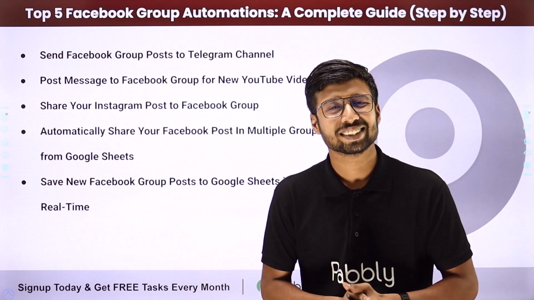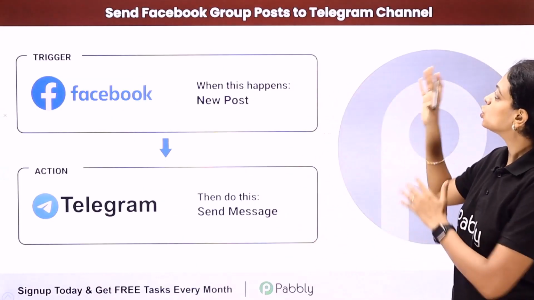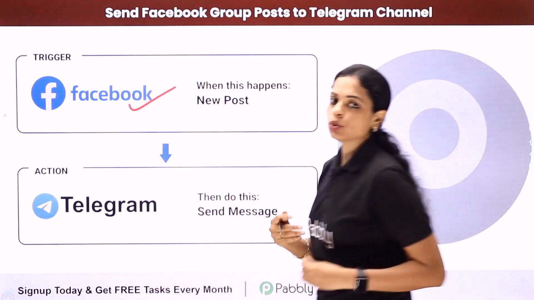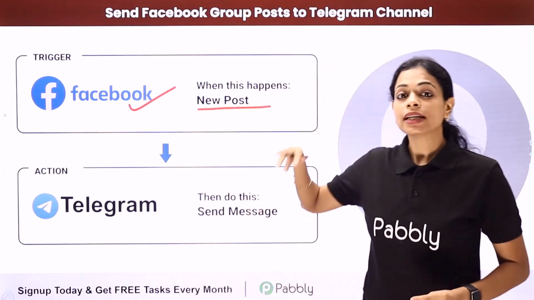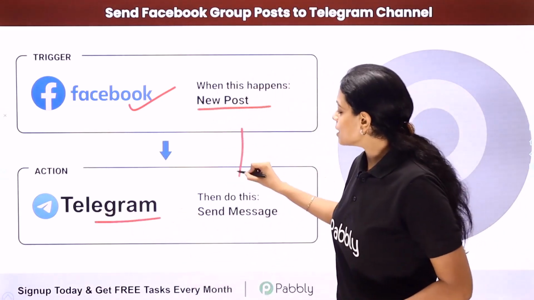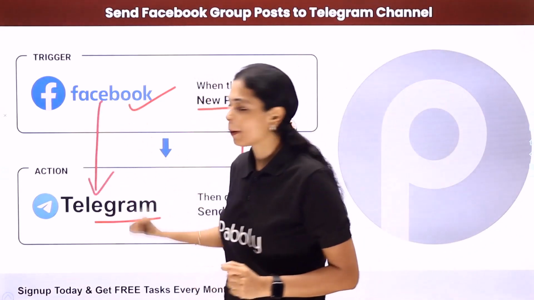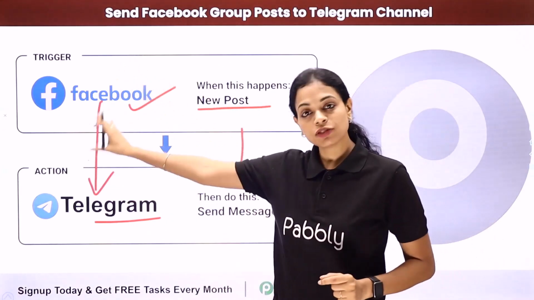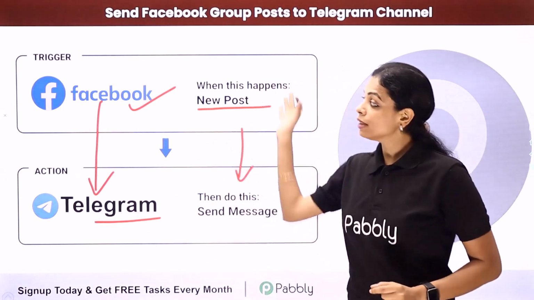So let's begin. In this video, we are going to see how to send Facebook group posts to a Telegram channel. So let's say you're using Facebook groups to share your posts, and every time there is a new post, you want this particular message to be shared on Telegram as a new message. Now how can you do that? For this you will have to integrate these two applications, and the same can be done using Pabbly Connect software. Here your trigger application would be Facebook and your action application would be Telegram. And you can automate this entire process.